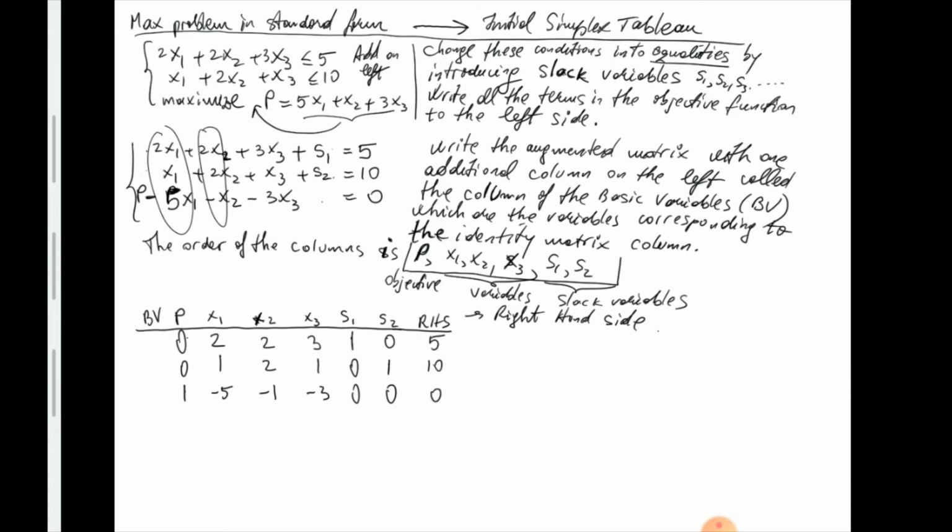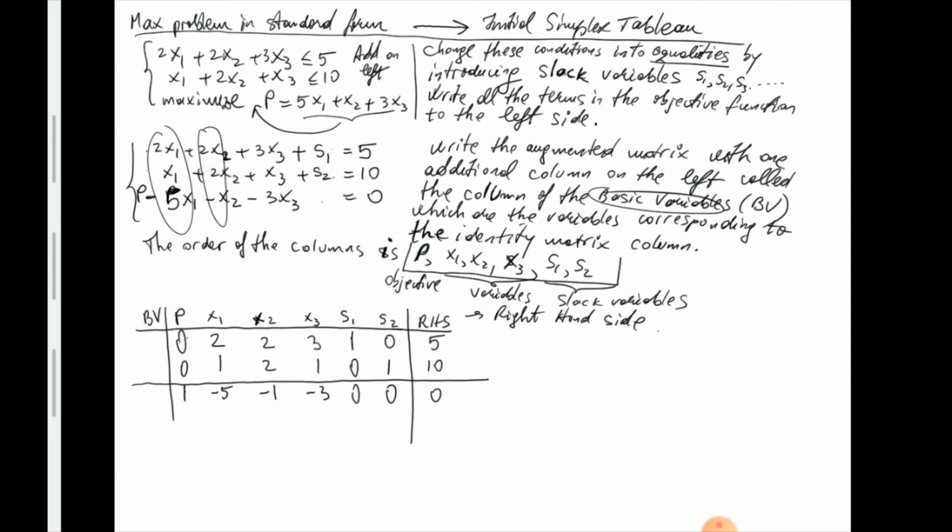Once you write a simplex tableau, draw a couple more lines that isolate the last and the first column and the very last row, because there is important information that we're going to extract from the first and the last column and the last row. As I mentioned before, go back to this description here of what I called basic variables. These are the variables corresponding to the identity matrix column.